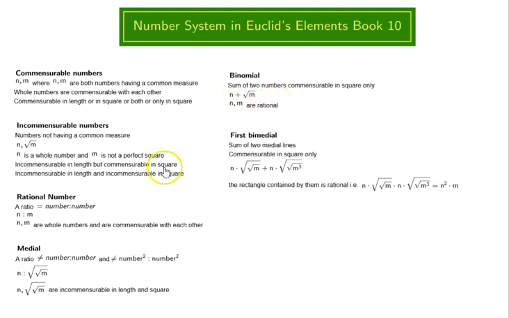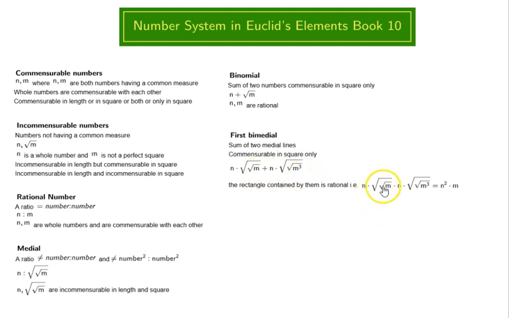Then we have first bimedial straight line. So sum of two medial lines commensurable in square only. Here we have n times square root of m plus n times square root of m cube. And another condition that is attached to this first bimedial straight line is that the rectangle contained by them is rational. That means if you multiply these two, you will end up with a rational number.